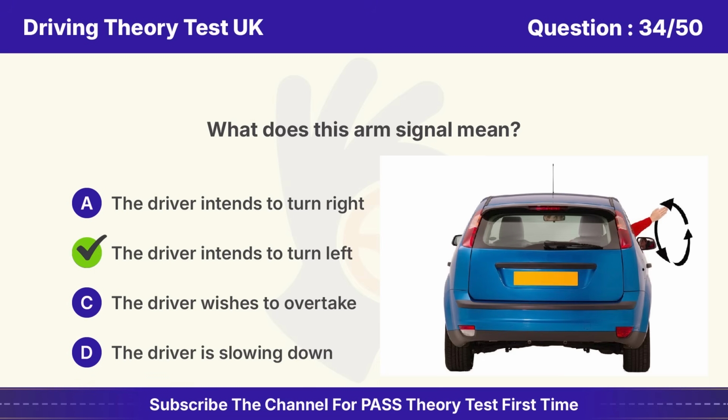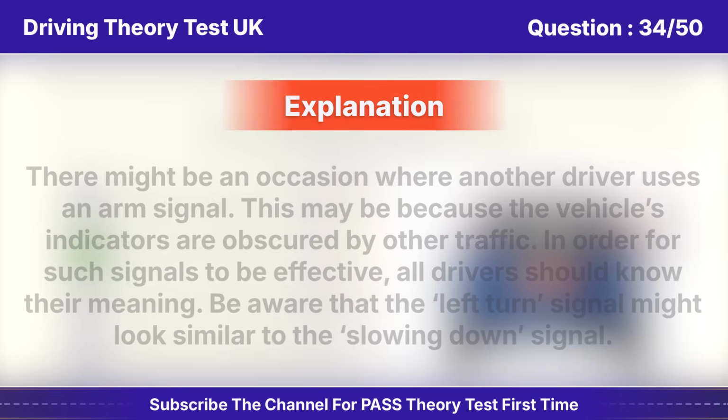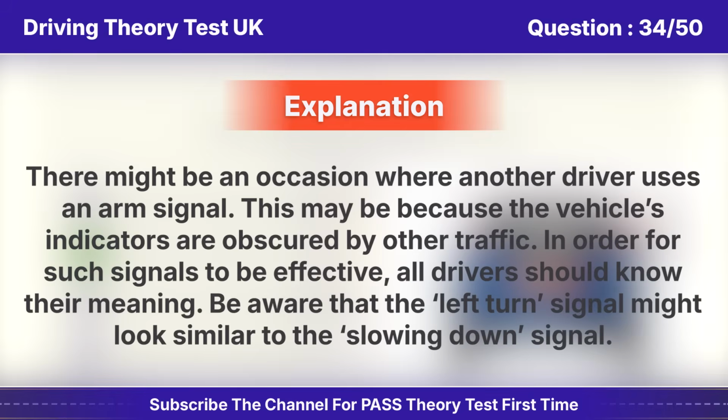Answer is B. The driver intends to turn left. There might be an occasion where another driver uses an arm signal. This may be because the vehicle's indicators are obscured by other traffic. In order for such signals to be effective, all drivers should know their meaning. Be aware that the left turn signal might look similar to the slowing down signal.